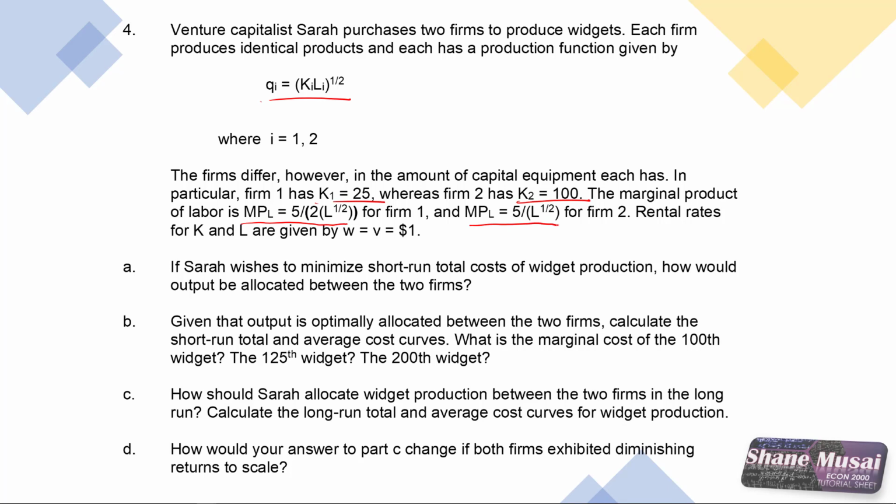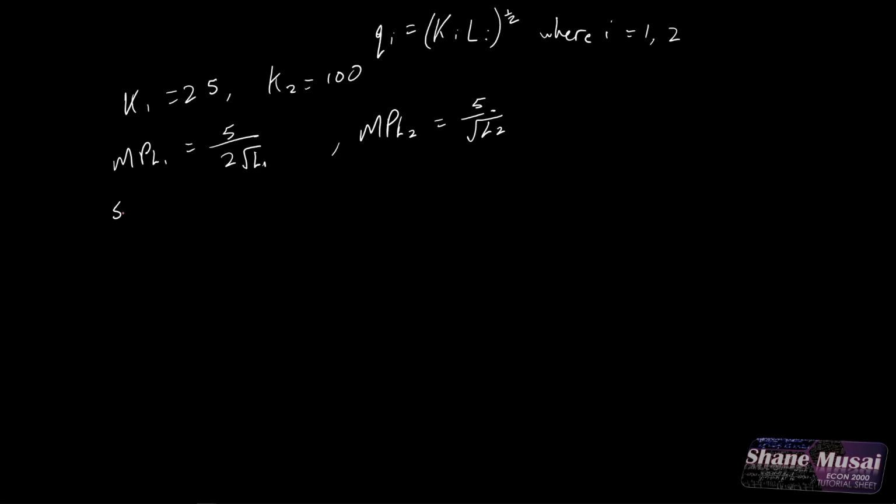Part A of the question says, if Sarah wishes to minimize short-run total costs of widget production, how would output be allocated between the two firms? Therefore, to minimize costs, Sarah should equate the marginal productivity of labor in each plant. If labor were more productive in one plant than the other, costs could be lowered by moving workers across to that plant. We need to set MPL1 equal to MPL2.